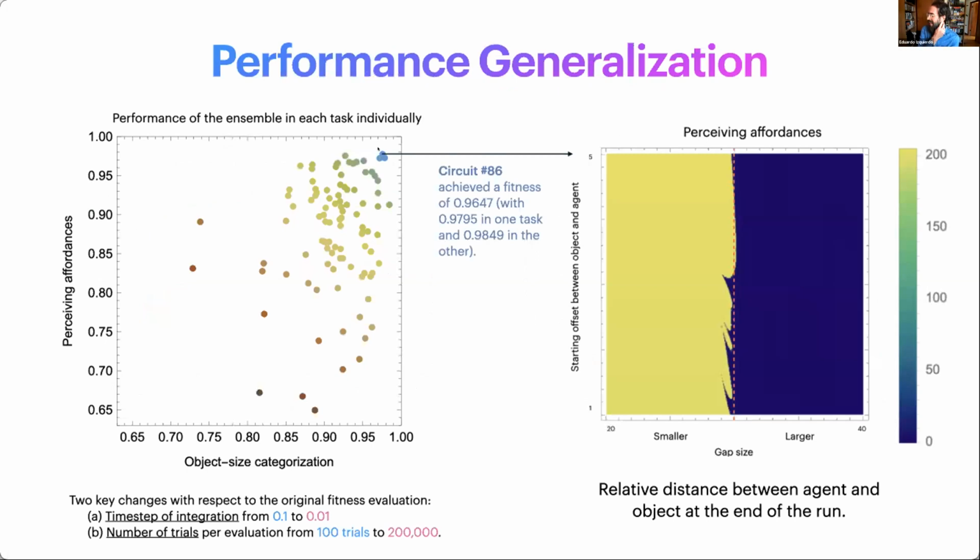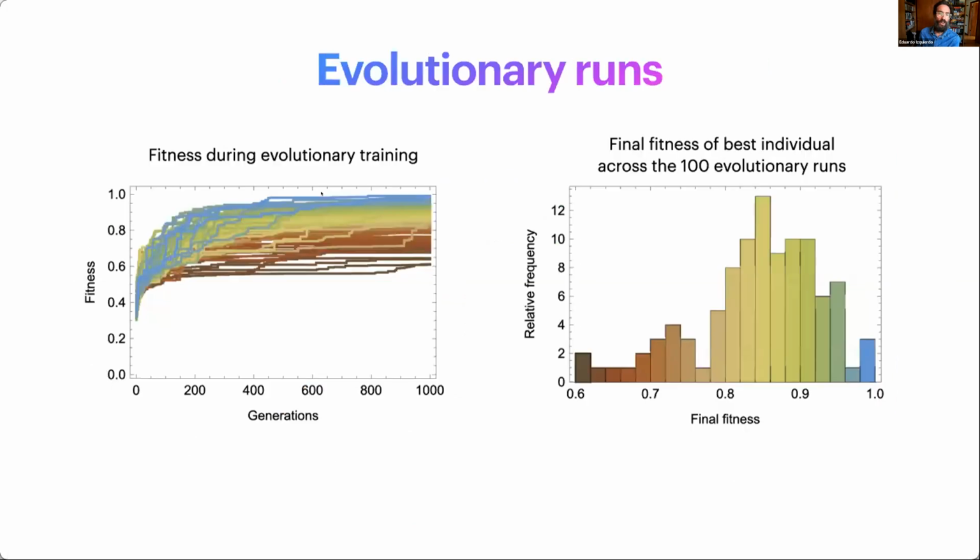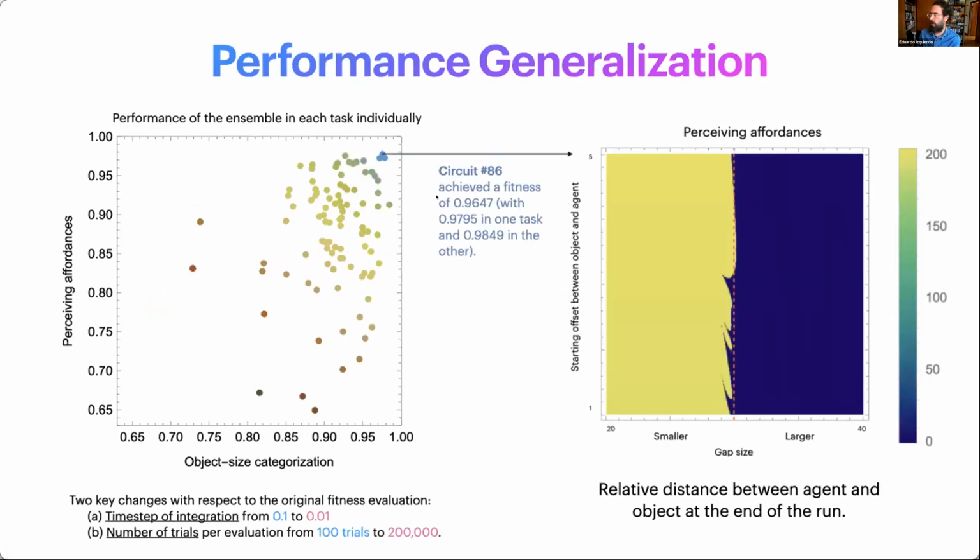So the fitness is always limited, so we could only test some circle sizes, I think between 20 and 40, and some starting conditions. We then took those 100 best agents and tested them with a smaller time step of integration and with many more trials. During evolution, we tried 100 trials per evaluation. Here we tried 200,000 trials to really get at how well they were doing these tasks.